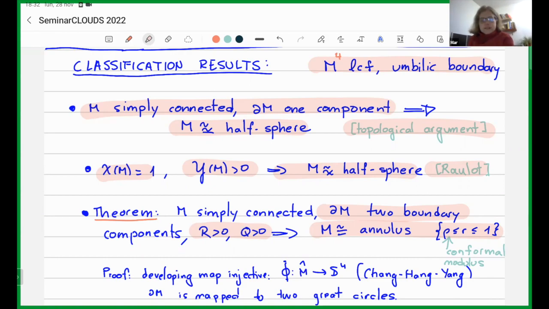So the proof of our result is basically that under the conditions of positive scalar curvature and positive Q curvature, the developing map is injective. Without boundary, this is a theorem of Chang, Hang, and Yang. So basically you are able to map your manifold as a subdomain of the sphere, and it's injective. If you look at their proof, you see what happens when you have a boundary, and you can generalize their work. Moreover, because of conformality, your umbilic boundary has to be mapped to great circles on the sphere, and then you just flatten it and you get a flat annulus. And that's the proof. So now what do we want to do with this?